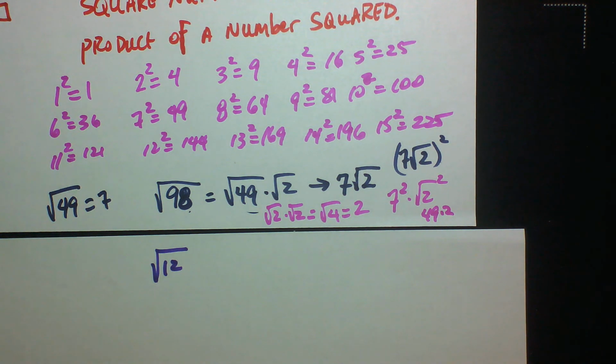Okay, try this one. Square root of 12. You try it. So remember, you're factoring that 12. First of all, you're seeing if 12 is a square. It's not. There's nothing times itself that's 12, not a whole number. So then you have to find the largest factor of 12 that's a square number.